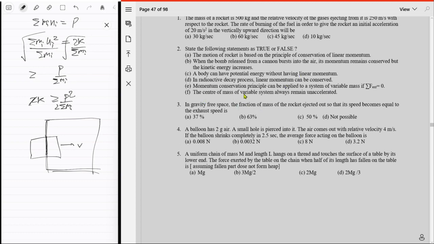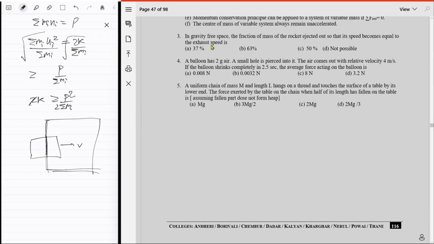Okay. Center of mass of variable system. What is center of mass of variable system? A variable in what? Variable in mass or something like that? Always remains unaccelerated. I don't know what you mean by variable system. Just gonna move on. Gravity free space, fraction of mass of rocket ejected out so that its speed becomes equal to the exhaust speed.